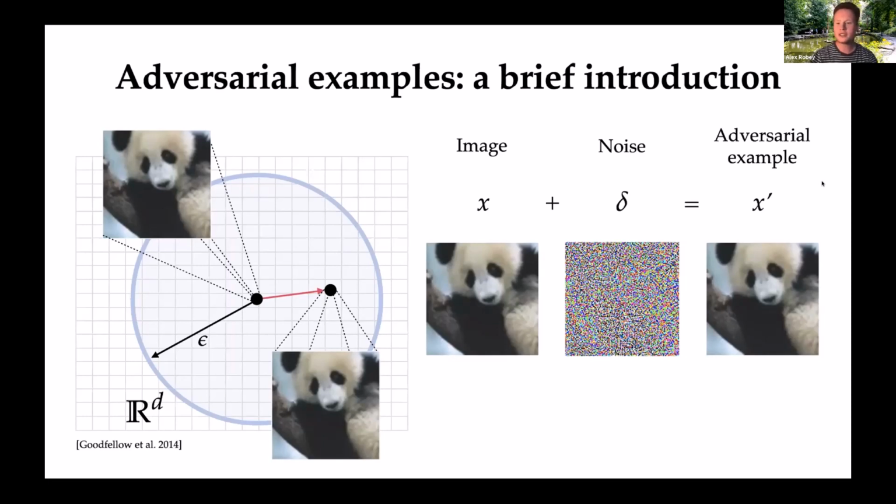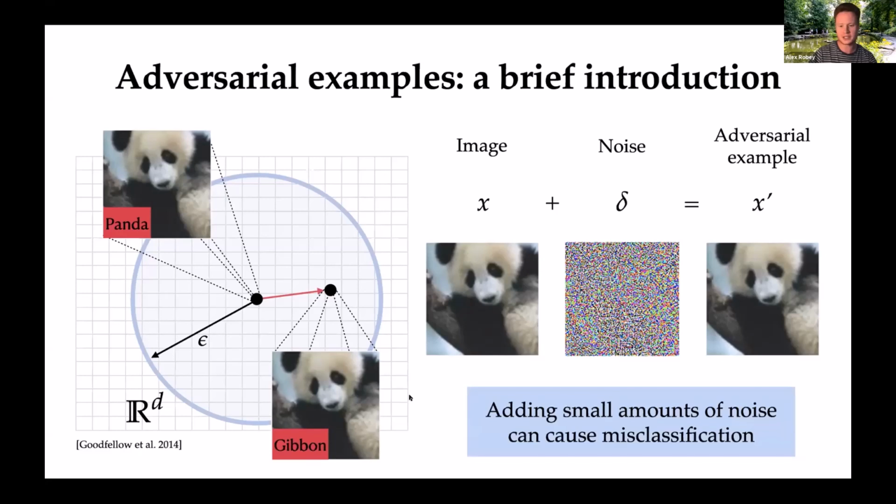I'm going to call this new image X prime an adversarial example if my original image is classified correctly by my deep neural network, say as a panda, and this perturbed copy is classified as anything else, so in this case, a gibbon. So essentially the message with adversarial examples is that adding small amounts of noise to my data can cause misclassification. And this has been well documented in many, many papers.